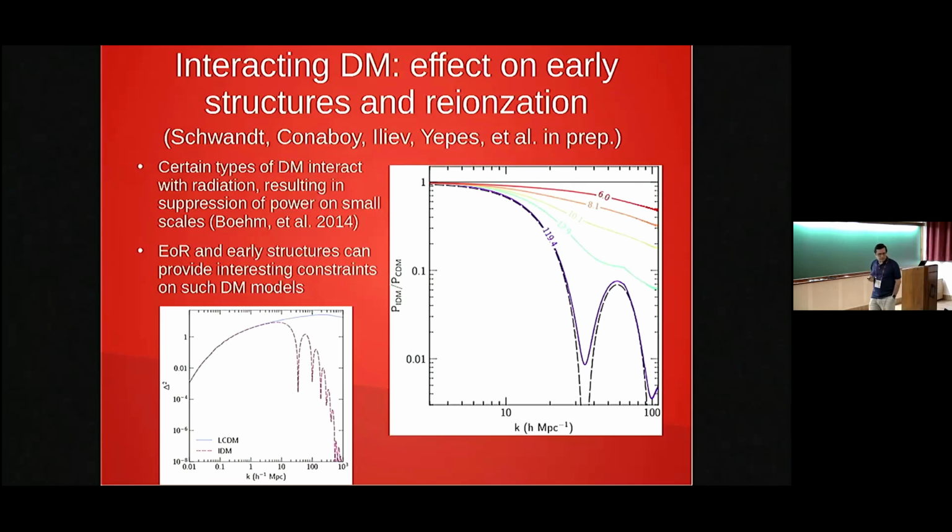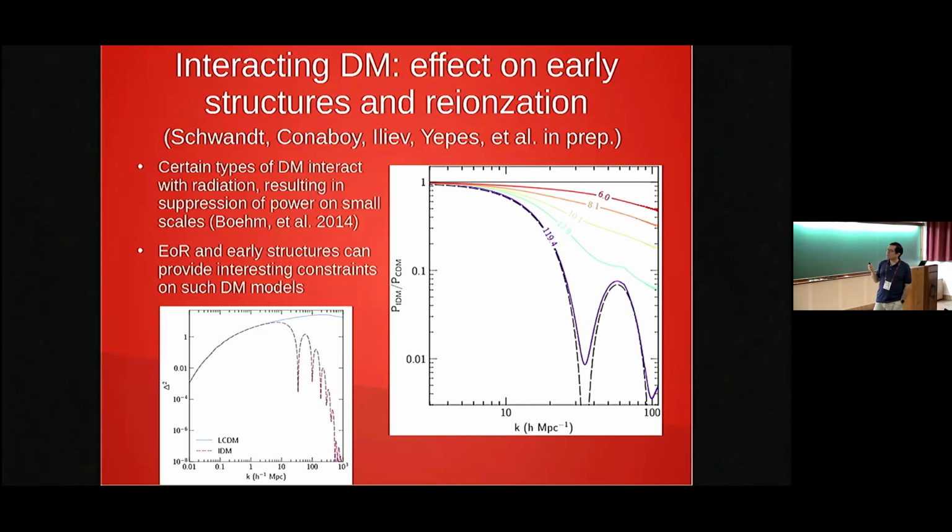Okay, so another project that we have been working on recently, and the paper should finally be done very soon, is with my PhD student Timo Schwan and former PhD student Luke Onaboy and other people as well. So this is related to studying the effect of different types of dark matter on the small scales, and then how this may affect reionization.